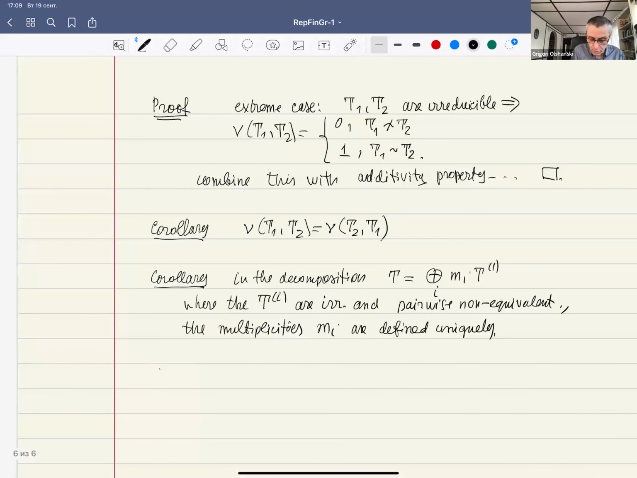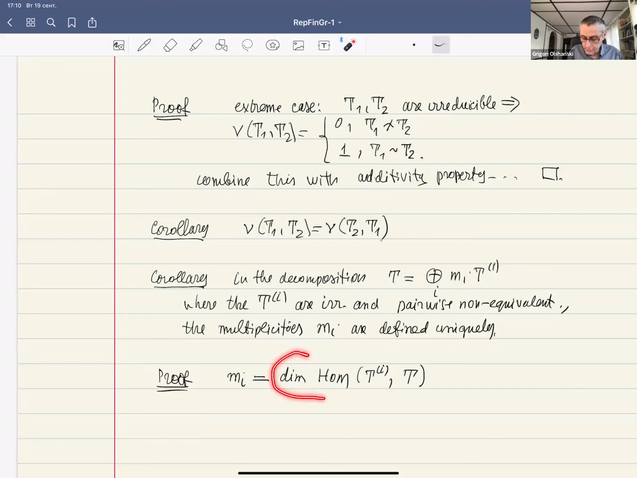So what is the proof? Very simple. We just remark that given i, the corresponding multiplicity is just equal to the dimension of the space of intertwining operators between these irreducible representations and our T. And so this quantity is defined canonically. So this one is also canonical.